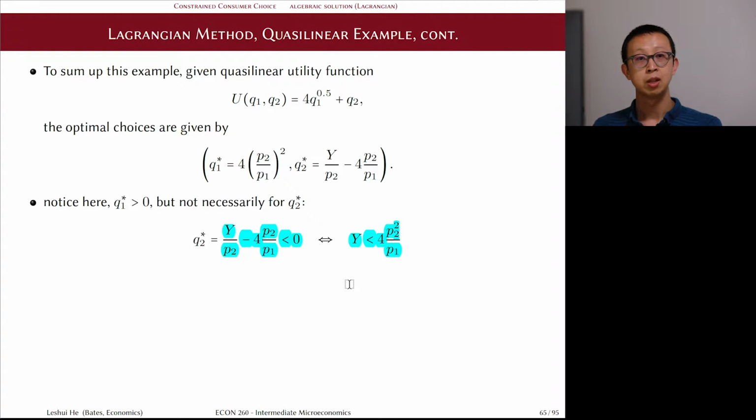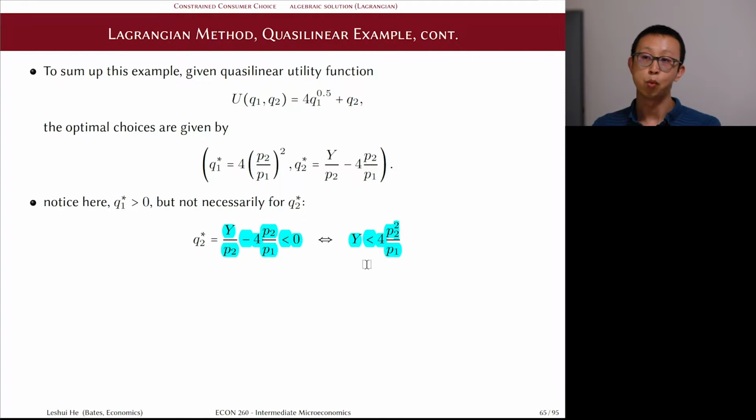In other words, Q2 star becomes negative if Y is low relative to this modified ratio between the two prices of P2 and P1 on the right-hand side of the inequality. A slightly different scenario we can imagine is if we fixed Y but allow P2 and P1 to change. When Y is fixed, the left-hand side of this inequality is a constant.